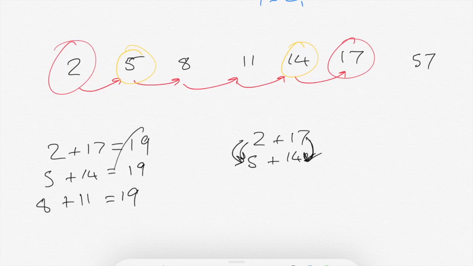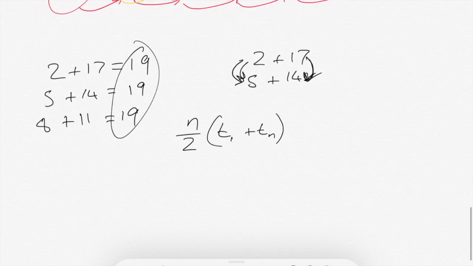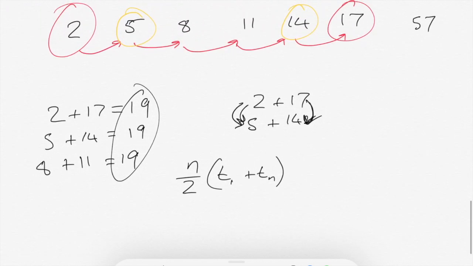So we're always going to get this pair, which means we just have to work out what that number is, which is always going to be our first term plus our last term. And then we have to multiply that by the number of pairs we've got, which is the number of terms we've got, n divided by 2. That works for everything, even if we're not dealing with an even number of pairs.